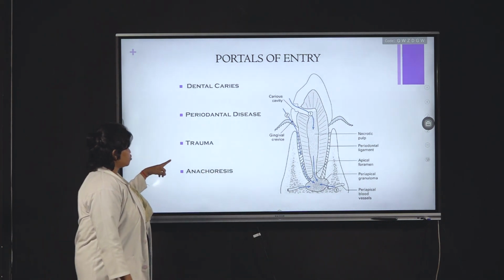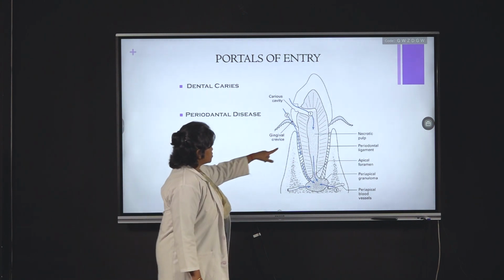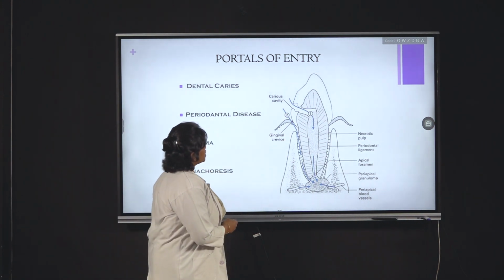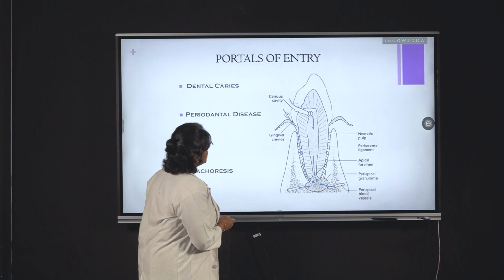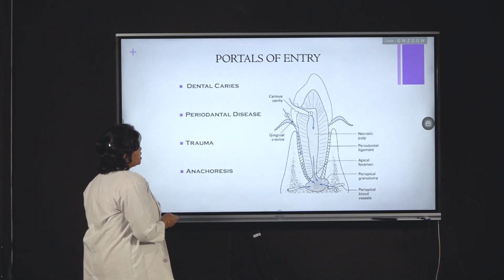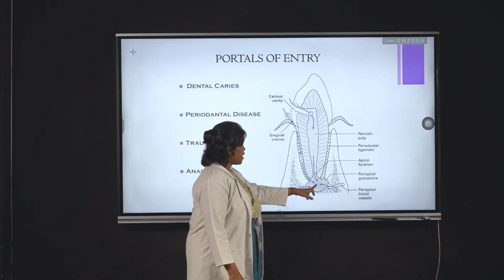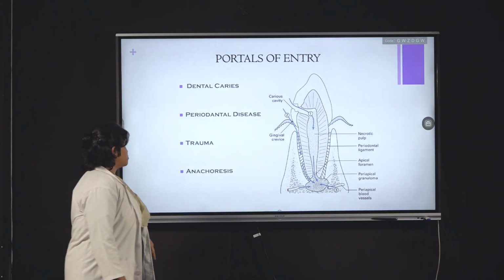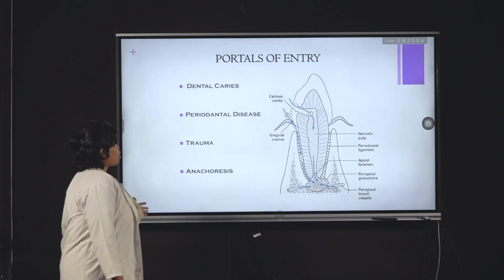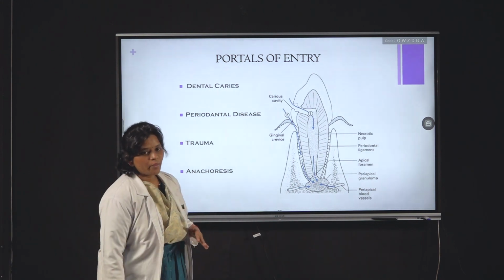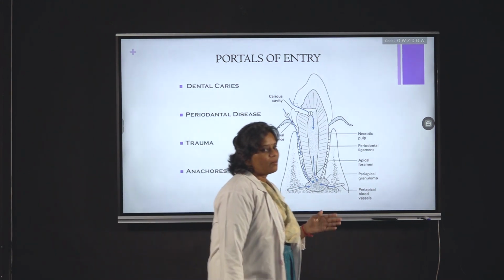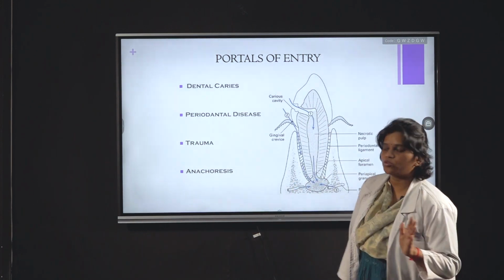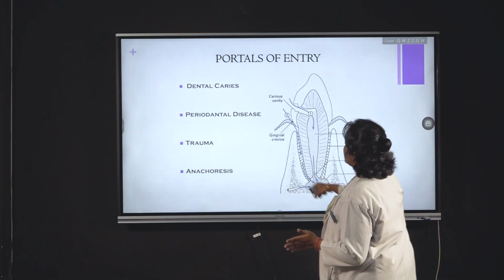Next is the periodontal tissue. Here we can see the gingival crevice. The bacteria in the gingival crevice can enter the tooth structure by means of radicular canals or the apical canals, or the apical foramen also. Trauma: sometimes because of trauma there will be complete exposure of the enamel, dentin and pulp, which causes exposure of the microorganisms directly to the pulp.